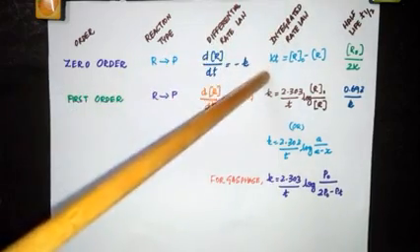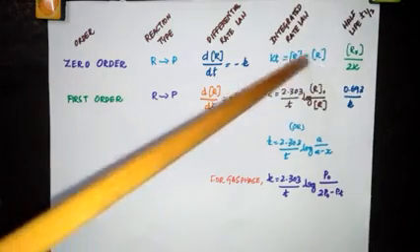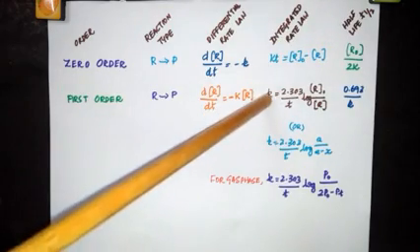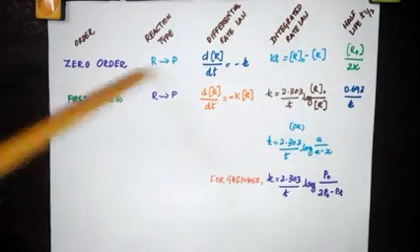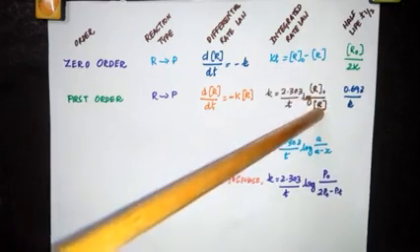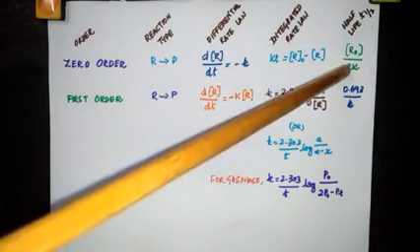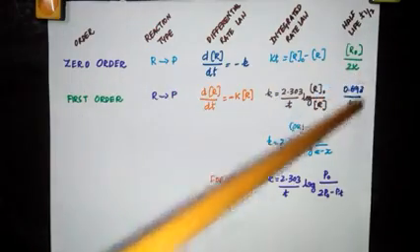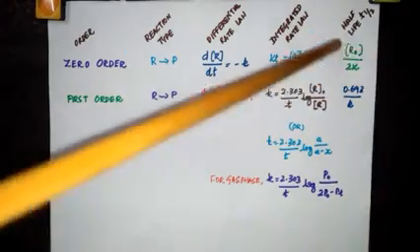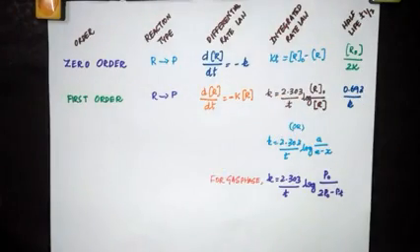How will you write the integrated rate law? For zero order, kt is equal to r naught minus r, initial concentration minus concentration of the reactant after time t. Here k is equal to, this is for first order, 2.303 by t log r naught by r. And this is the half-life period. For zero order, r naught by 2k. For first order, 0.693 by k. So this half-life period of zero order depends upon the initial concentration, whereas for first order, half-life is independent of the initial concentration.